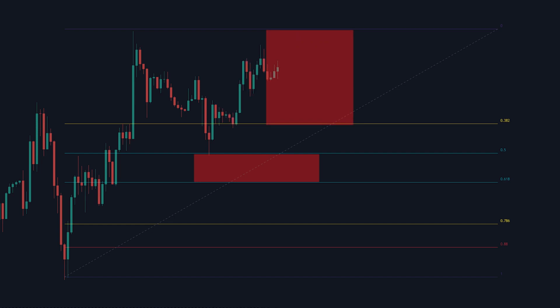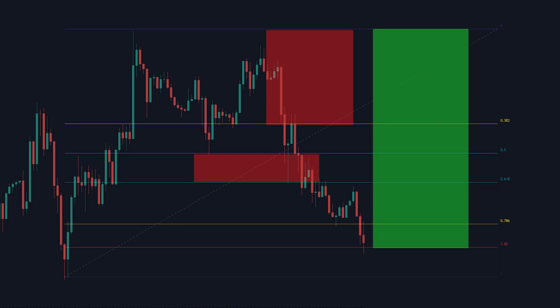Then finally, we want price to come all the way back down to the 0.88 level to be able to enter the trade. We wait a little bit and price ends up coming all the way back down to the 0.88 level. Considering all the steps were met perfectly, we enter the trade, set our take profit at the top of the move, then set our stop loss right below the bottom of the move. And look what happens, it was a winning trade.